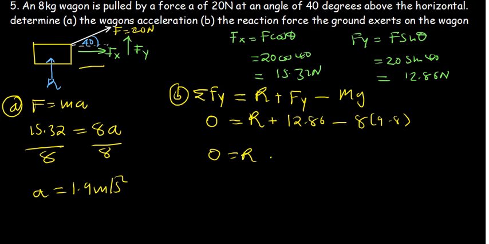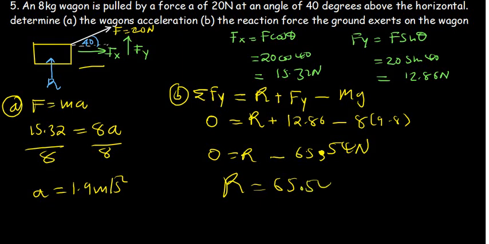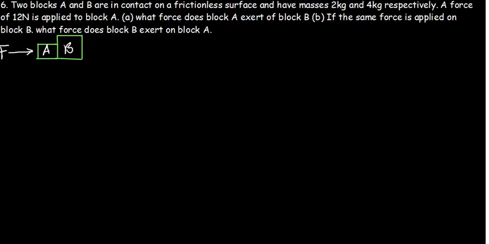That is going to give us negative 65.54 newtons. So to be able to find r, we're going to take this term to the other side. Therefore, r is going to be equal to 65.54 newtons. That's the reaction force.